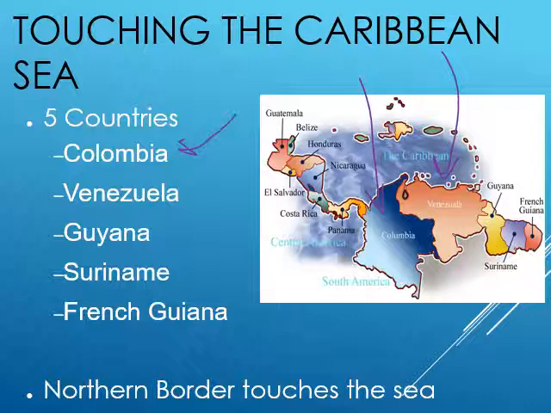And then the 3 small ones over on the eastern side are Guyana, Suriname, and French Guiana, all in that order. And Guyana and Suriname are their own countries, whereas French Guiana is actually part of France. It's a protectorate of France. And so the reason we call it Caribbean South America is because the northern border of all of these countries touch the Caribbean Sea.